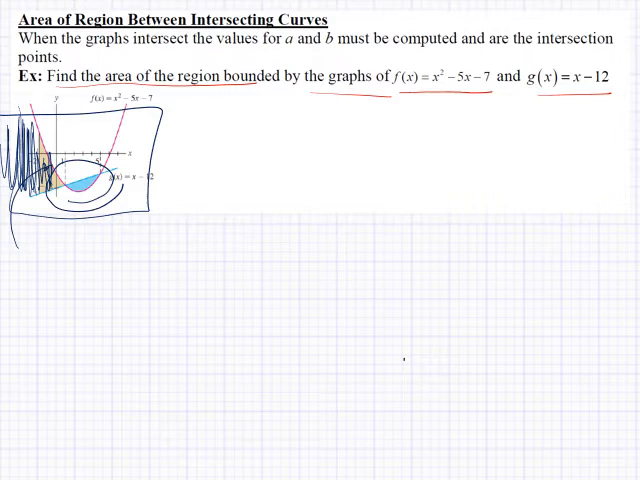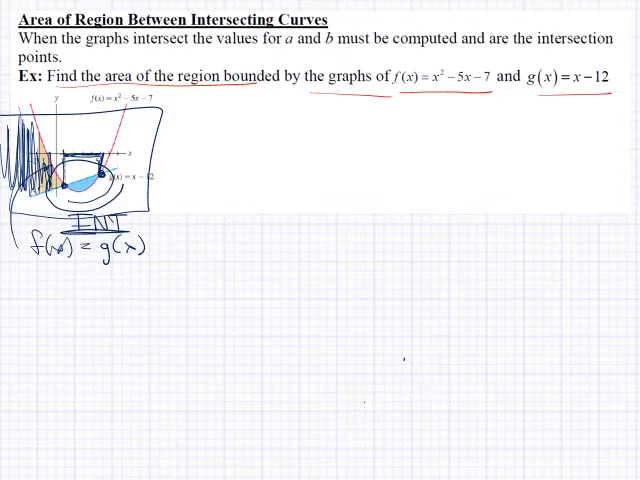So we want to find that area. Now the problem is we need to know the width. And the width comes from finding where these two functions intersect, and then following that up to the x-axis and knowing what the width is that we're integrating over. Well, the way you find the intersection points between any two functions is to set them equal to each other. Okay? That's how we're going to find these intersection points.